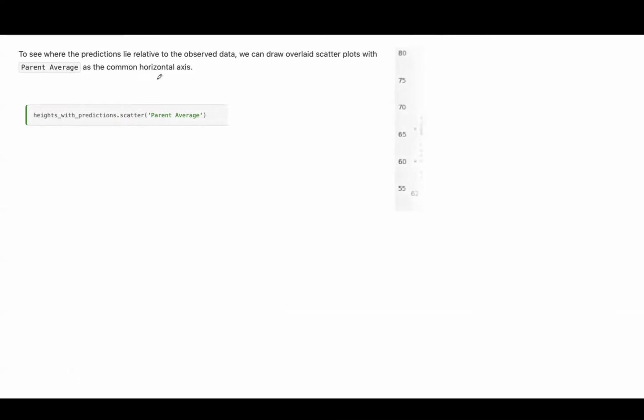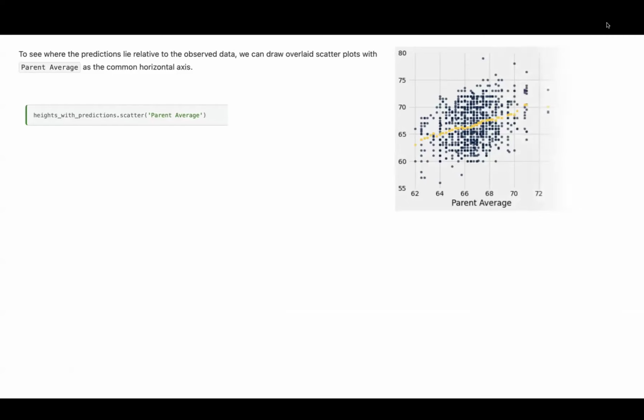Please run the line of code. Okay, here we have our visualization, right? Here we have these dots. The behavior is similar to an increasing line, right? But how do we get the formula for this line?